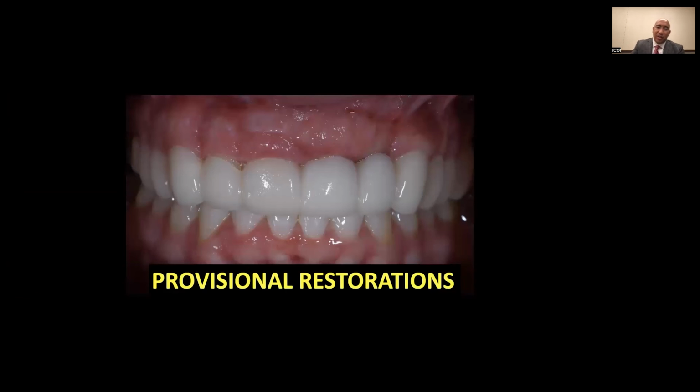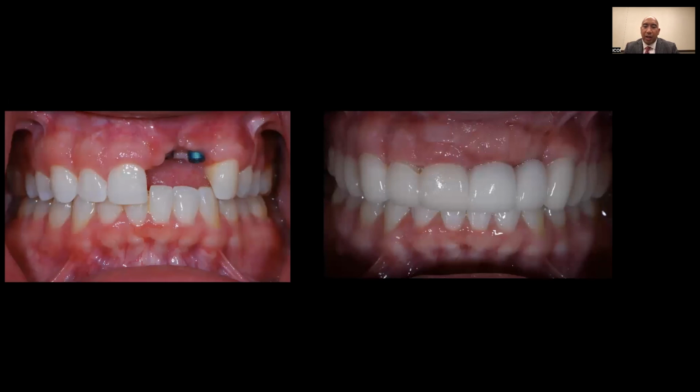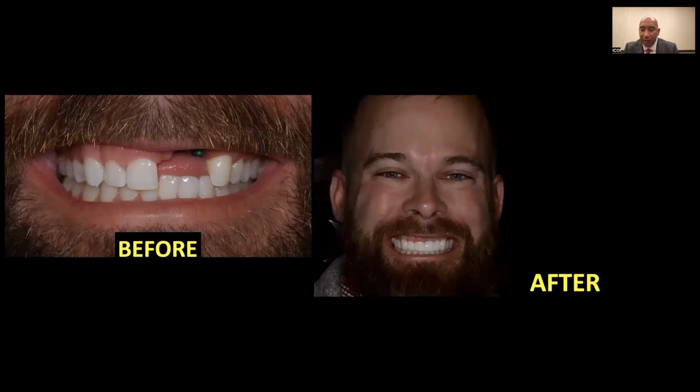So the benefit of this is that now we have a better color change. It's more pink, it blends in a lot better. So now when he smiles, this is his before, and here's the after, and you can see that that tissue matches way better, but you can also see his smile is crazy gummy.